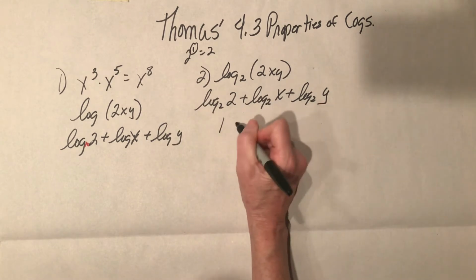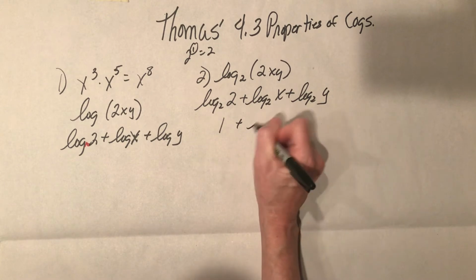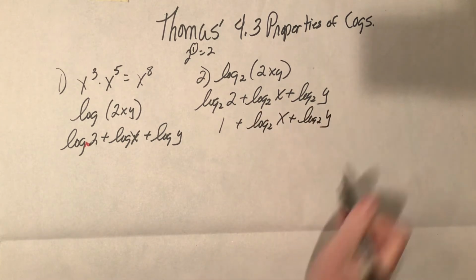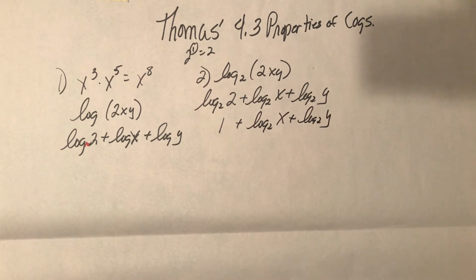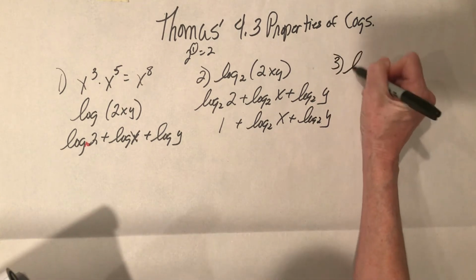Here, there's nothing to do. We can't raise 2 to anything to make it an x. So log base 2 of x, log base 2 of y, and we're good there. All right, let's look at the last product property problem here.